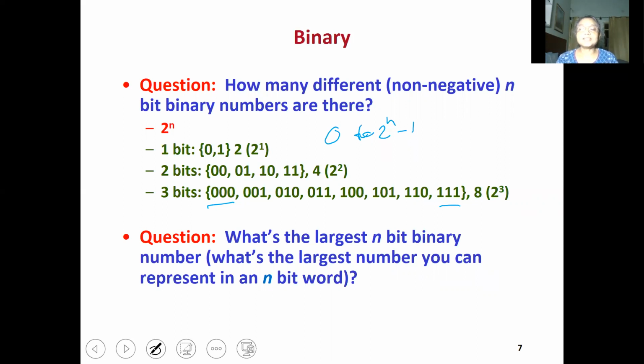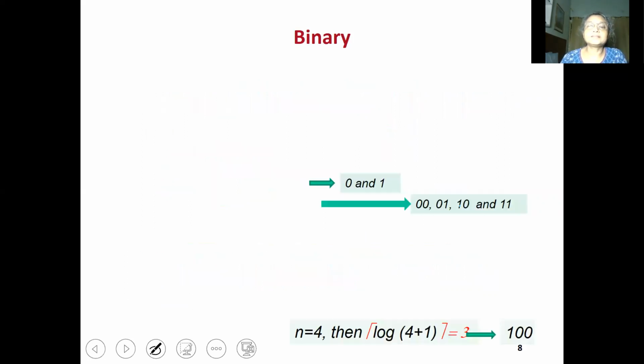So what is the largest n-bit binary number? It is 2 to the power n minus 1.